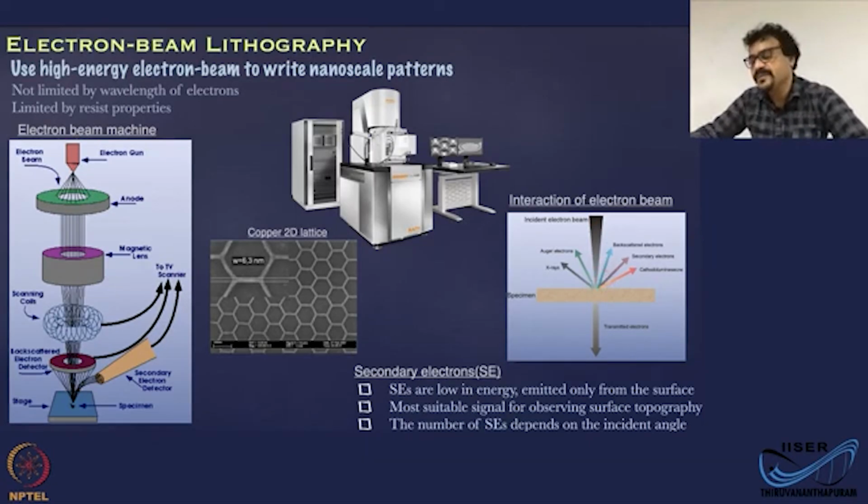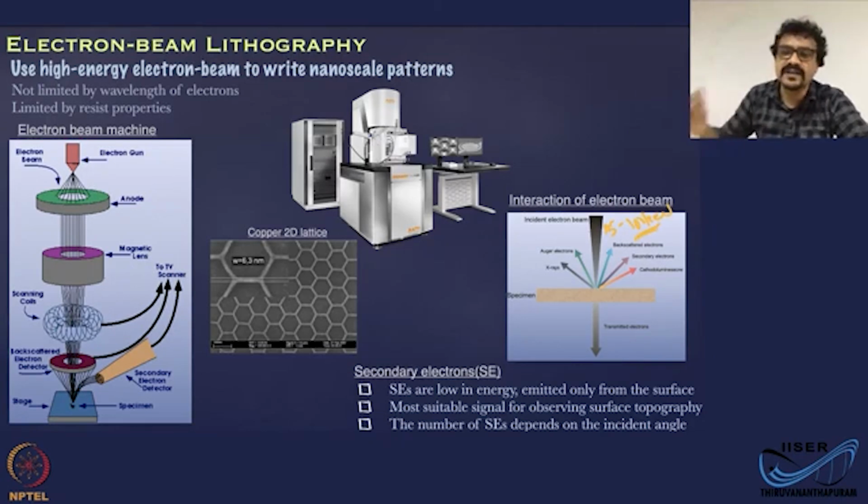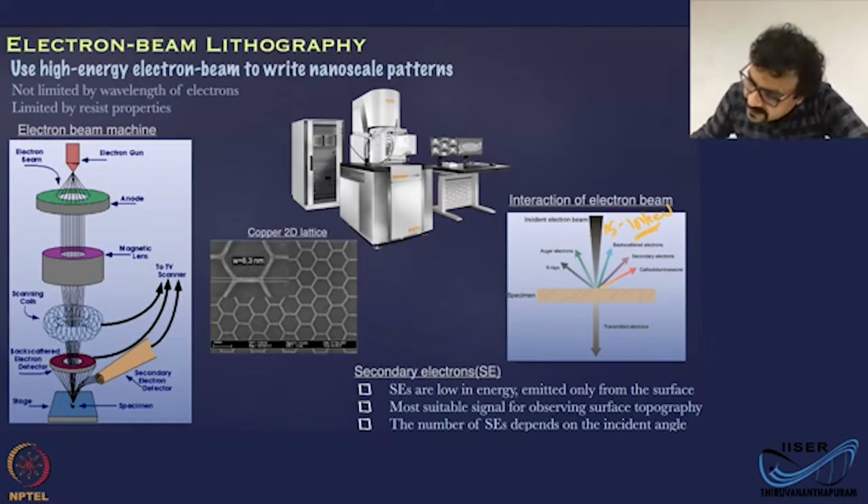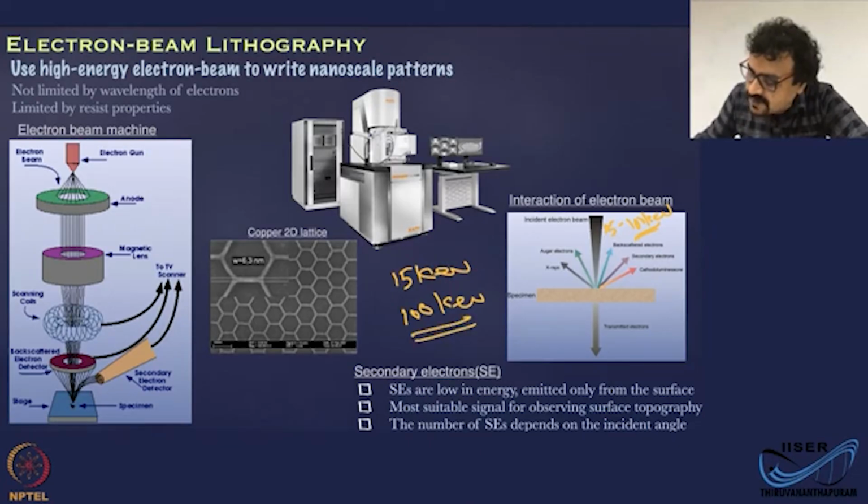Okay, so here is a primary electron beam, a high energy electron beam of the order of a few tens of kilo electron volts. So you can have these beams with energies like maybe 15 to maybe 100 kilo electron volts. That is typically the energy used for writing these patterns. That is what these electron beam machines come with.